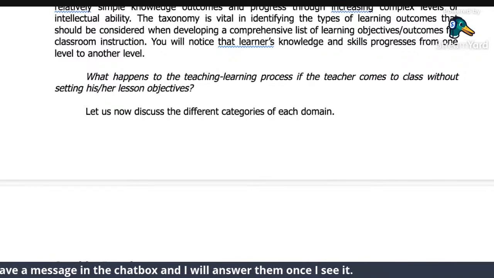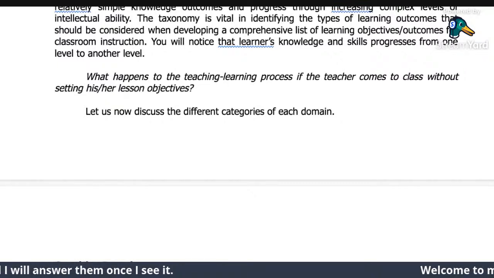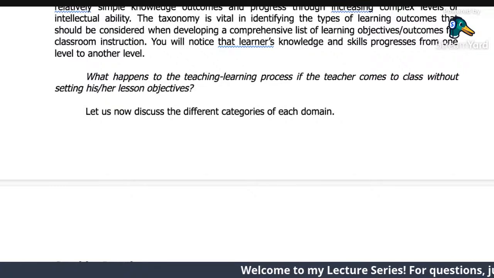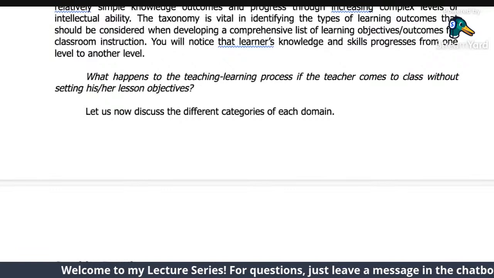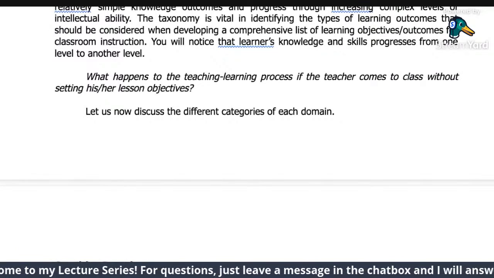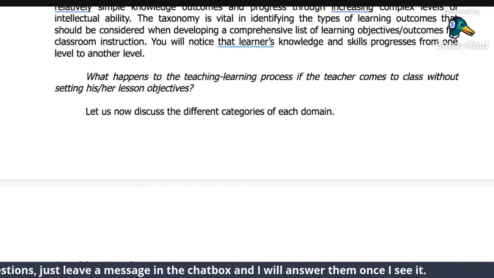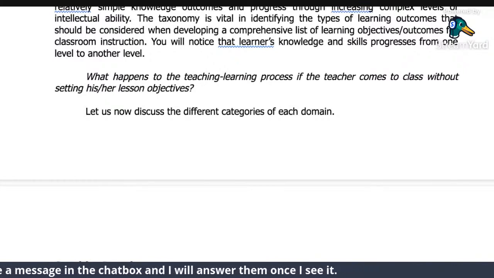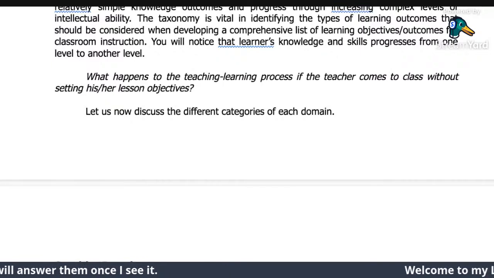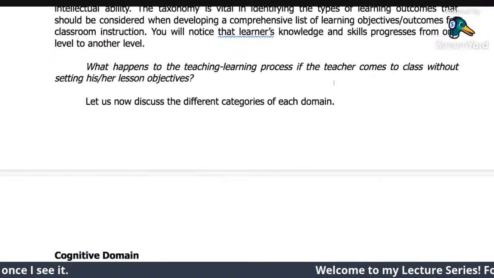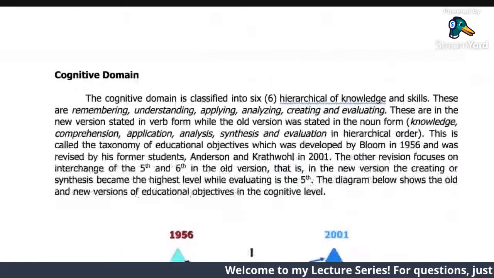Dapat meron ka palaging objectives, before you go to class. You should know, ano ba ang mangyayari ngayon? Ano ba ang gusto kong ma-achieve ng mga estudyante ko ngayon? So, knowing that in mind, you will work all throughout the time allotted to you to discuss that lesson to achieve those objectives. Okay? So that's how important learning objectives are.